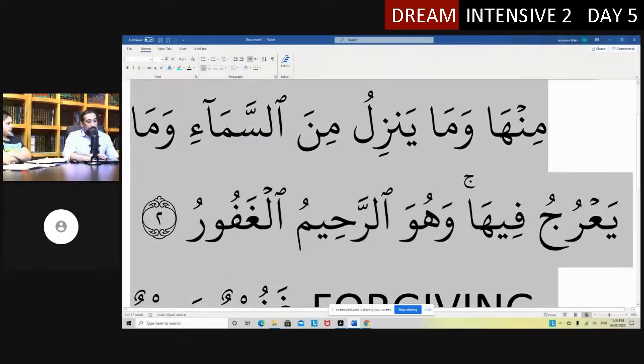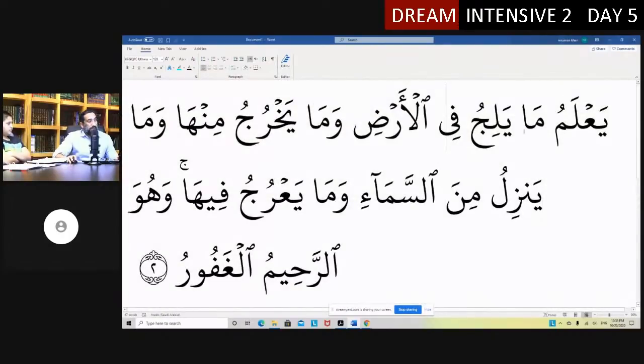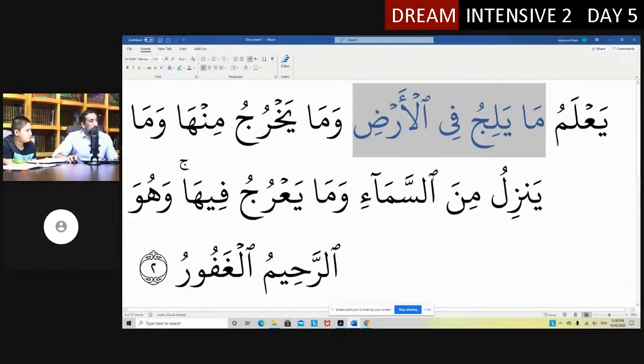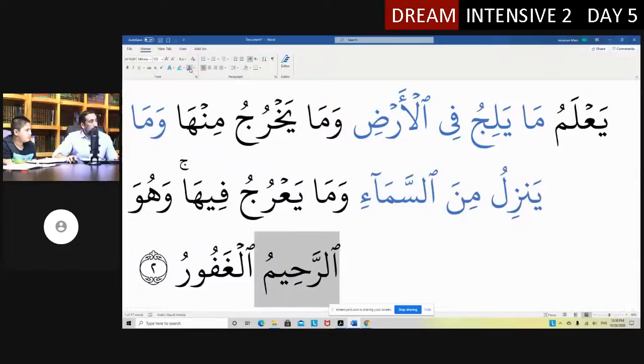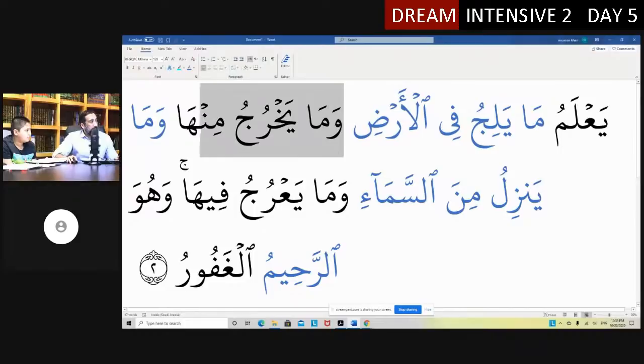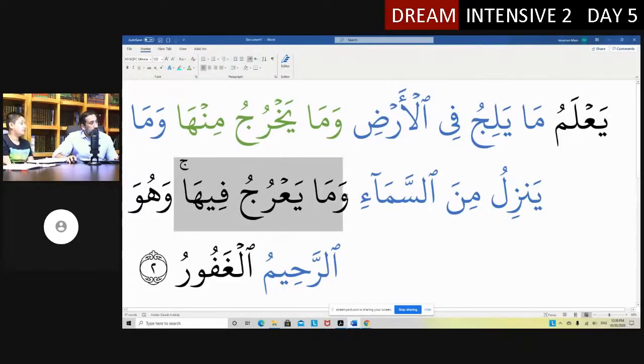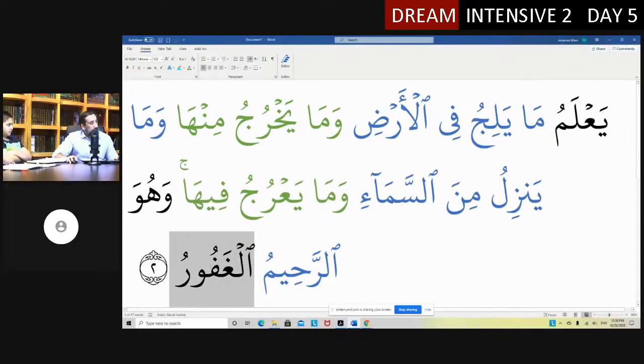So it's as if Allah tied this part, what goes into the earth and what comes down from the sky, with His loving care, and what comes out from the earth and what rises to the sky with His forgiveness. So you see what happened? Blue to green, blue to green. So the names also went blue to green. So they match up.